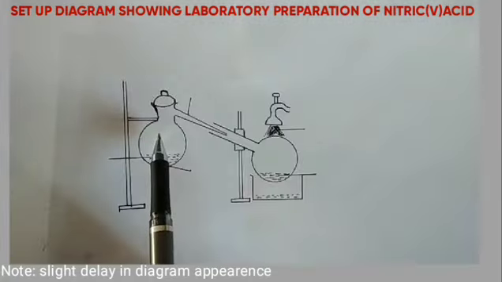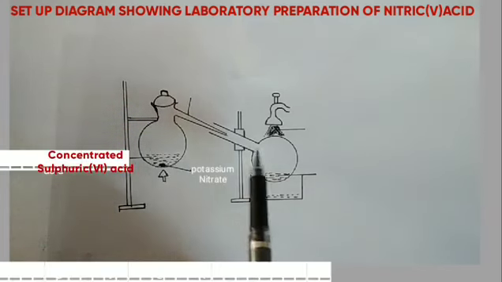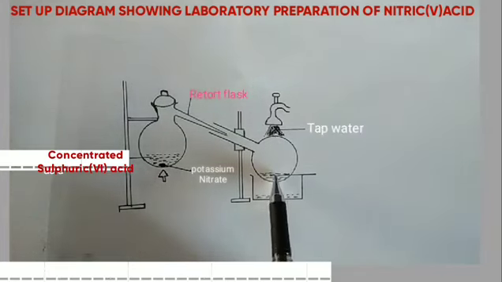The diagram below shows laboratory preparation of nitric acid. The mixture, this is potassium nitrate and concentrated sulfuric acid, is gently heated in a retort flask. And then the nitric acid is formed here. It appears as brown fumes. It is collected on this other side, condensed by the tap water, so you form nitric acid here.